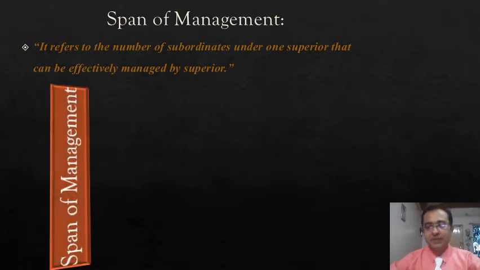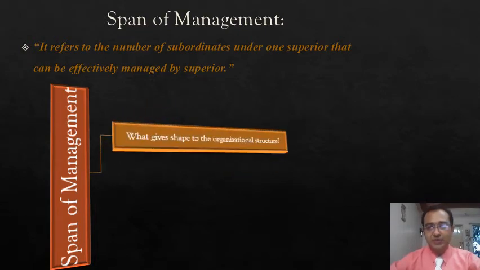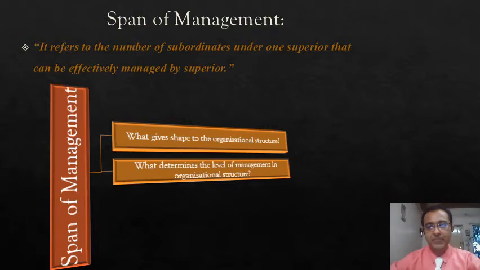Now, span of management decides many other things also. It gives a shape to the organizational structure. What determines the level of management in the organizational structure? This span of management will decide how many levels of management there would be in the organizational structure.